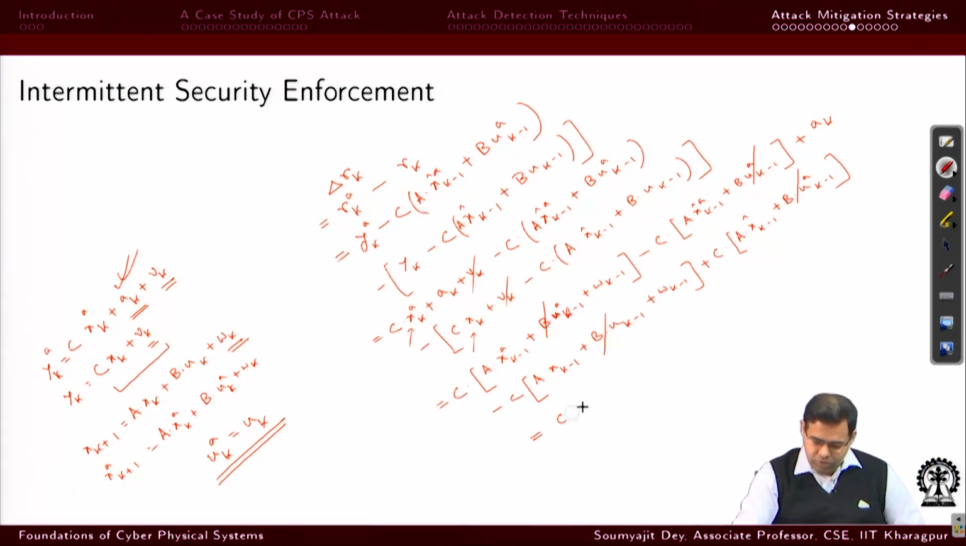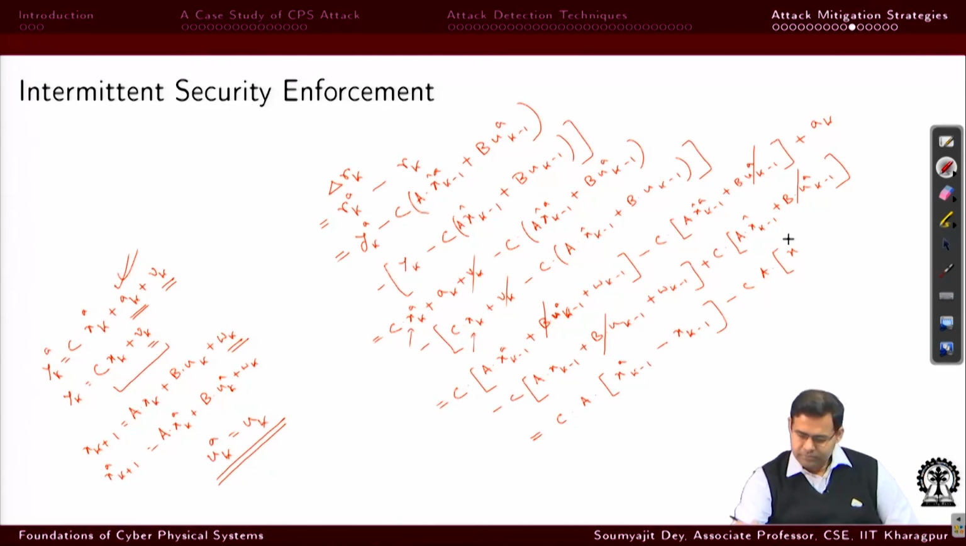So, what you will end up with is C times the value of x under attack in the k minus 1 step minus the estimated value of x under attack in the k minus 1 step, right.